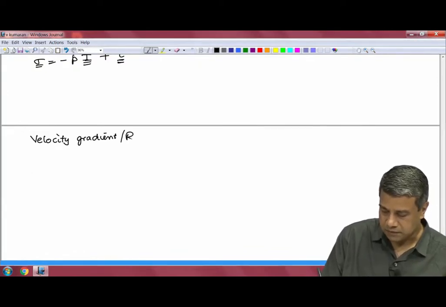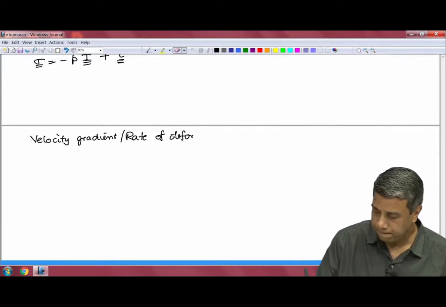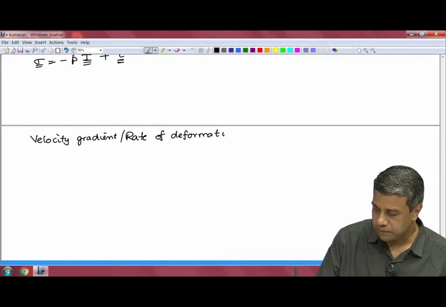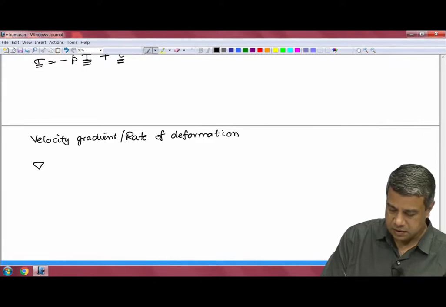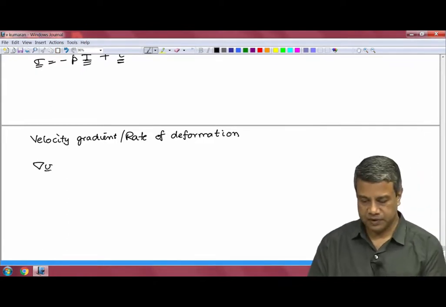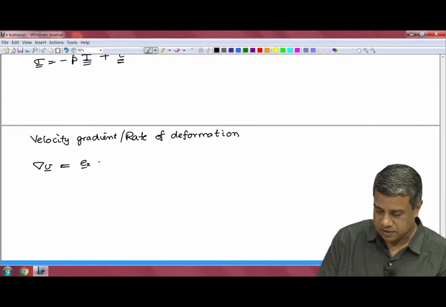What about the second part, the strain rate, the rate of deformation, the velocity gradient or the rate of deformation. This is also a second order tensor, the gradient of the velocity, which can be written in long form as e_x, e_y, e_z.